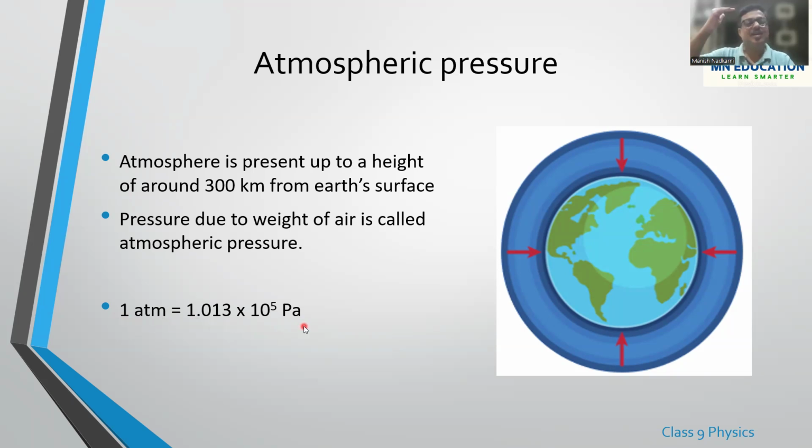Of course, the atmospheric pressure decreases as we go higher up. At greater altitudes, the atmospheric pressure decreases. And once you go more than 300 kilometers away from the Earth, the atmospheric pressure would almost become zero because there is no atmosphere there. It's almost vacuum.